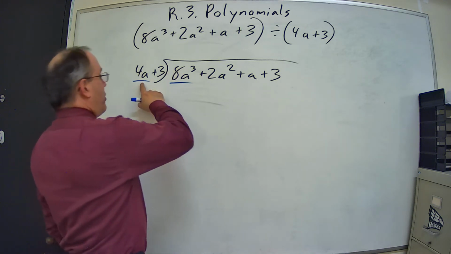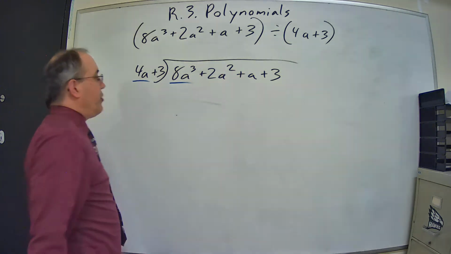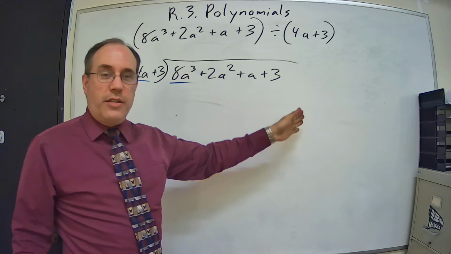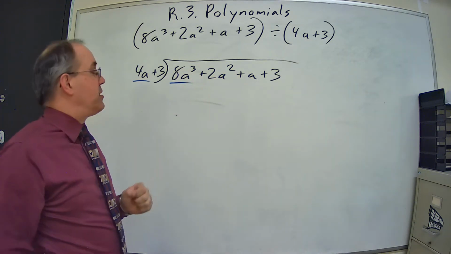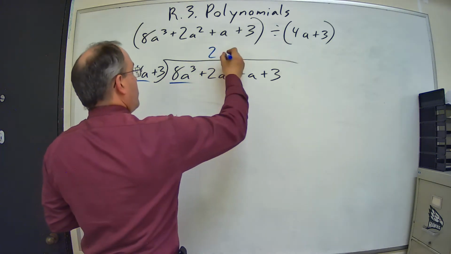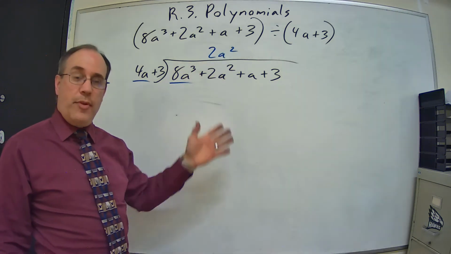So I'm going to come over to the squared column. Notice that we've got cubed, squared, to the first, constant term. We want to keep that process in line, so since it's going to be 2a squared, we're going to put that squared over the squared. We're going to keep them in line.